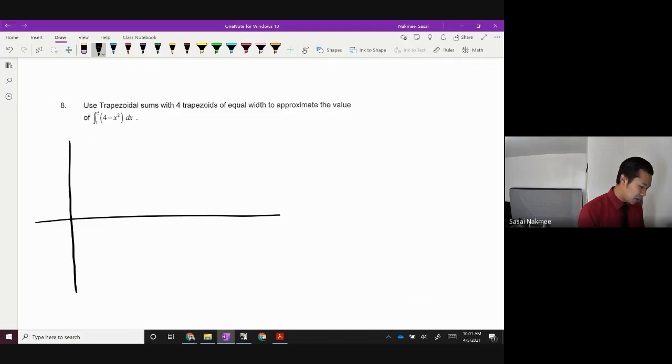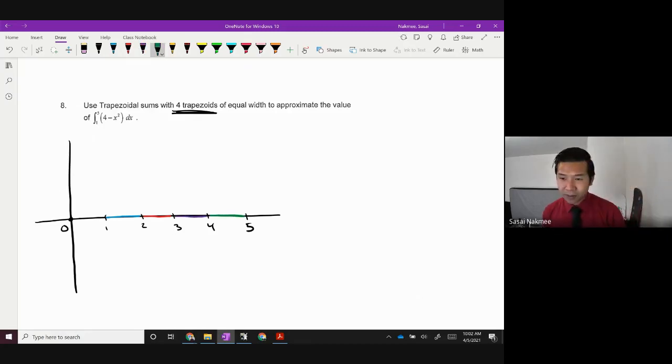So this is going to go from here's 0, here's 1, 2, 3, 4, and 5. And they want 4 trapezoids from 1 to 5. I don't know if you can visualize it, but just drawing this out already helps me to see, here are my 4 trapezoids. Those are just lines, but they're going to be the bases of my trapezoids. You see that? And I'm going to draw this out. It's going to look something like this.